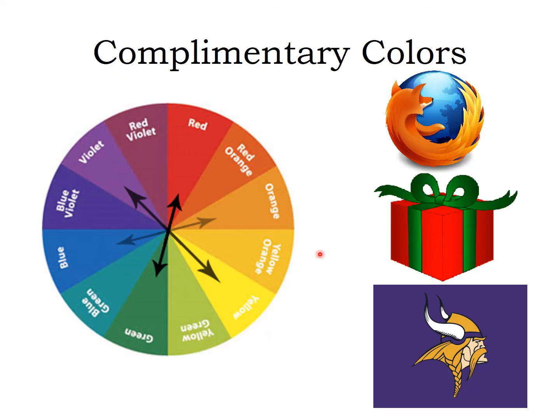There are different types of color relationships. One of these relationships is complementary colors. Complementary colors are just colors that are opposite of one another on the color wheel. They help each other pop out and stand out because of the contrast. Oftentimes logos or icons will use these color combinations, like orange and blue.